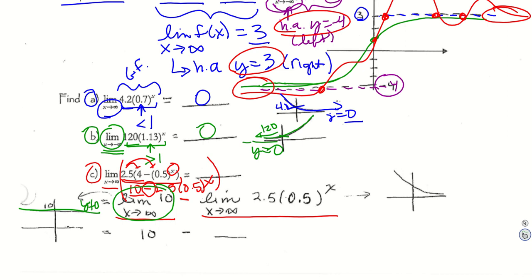And to find its limit as x goes to infinity, I'm going to follow it to the right. And as it goes to the right, all of its y coordinates stay 10. So its limit is 10.